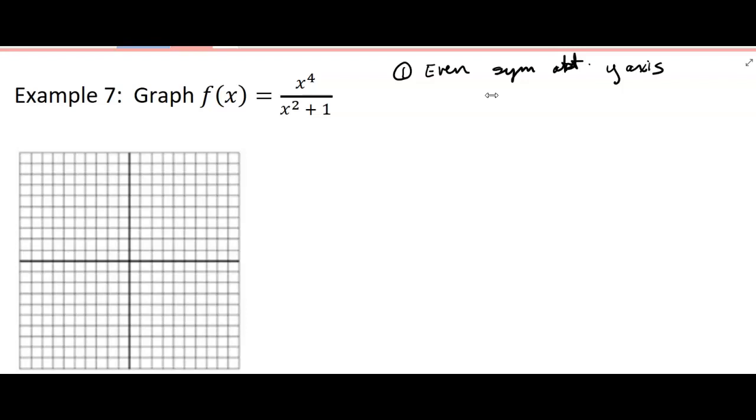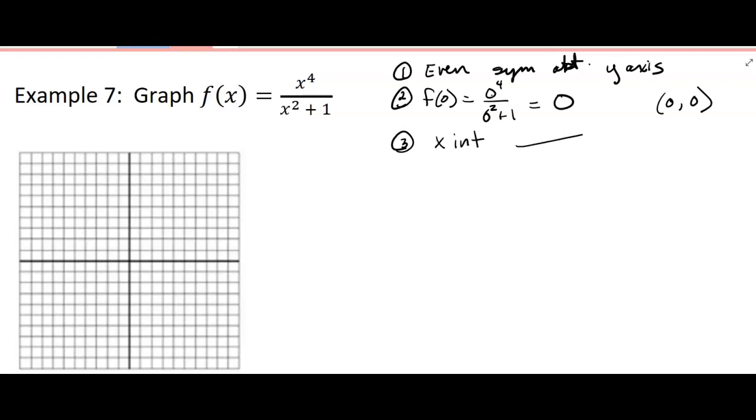Okay. Let's see. We're going to talk about the y-intercept. So what's f of 0? If I plug in 0, I get 0 to the 4th over 0 squared plus 1. That's just going to be 0. So we know it goes through the point (0, 0). It also happens to be the x-intercept. And there's only going to be the one x-intercept because look at your numerator, x to the 4th. There's only one time that's going to be 0. That's 0. Okay, so we know it goes through the origin.